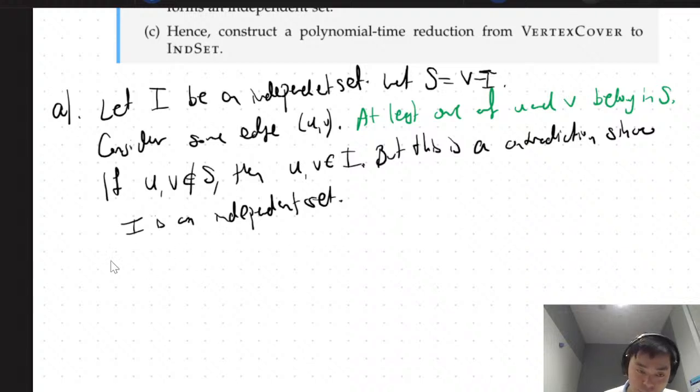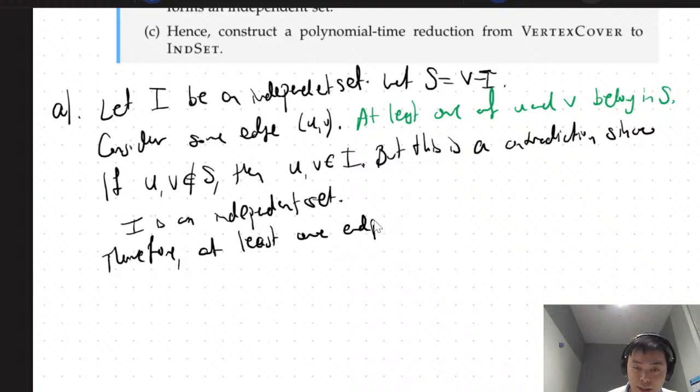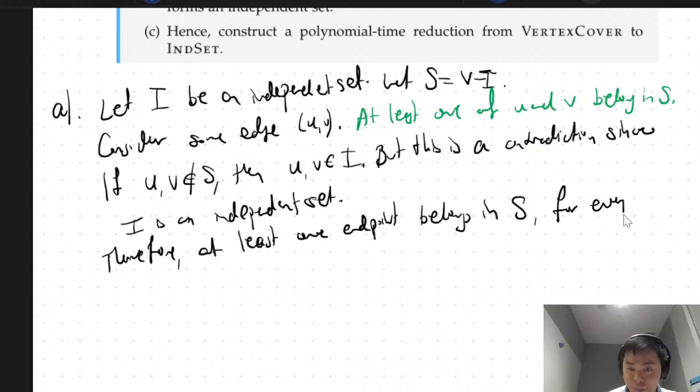So therefore, at least one endpoint belongs in S, and this is true for every edge, because this argument holds for any arbitrary edge. So in fact, it holds for every edge. And this, by definition, just tells me that S is a vertex cover.